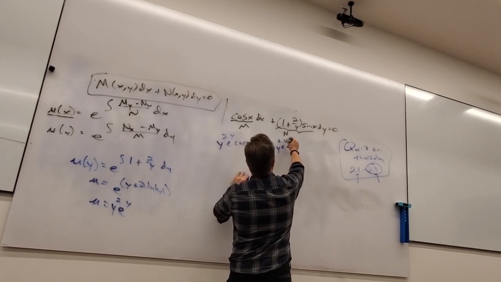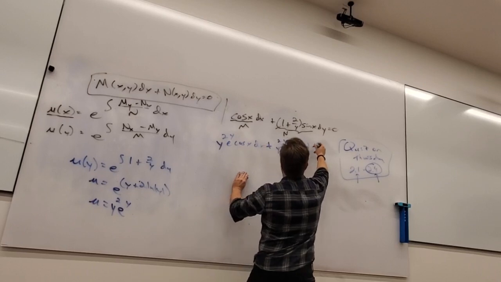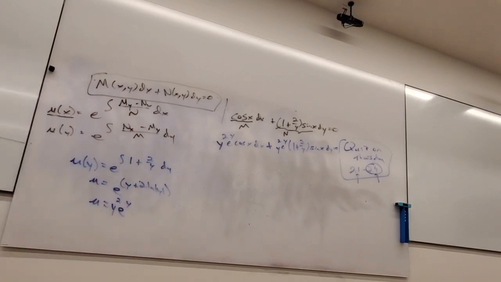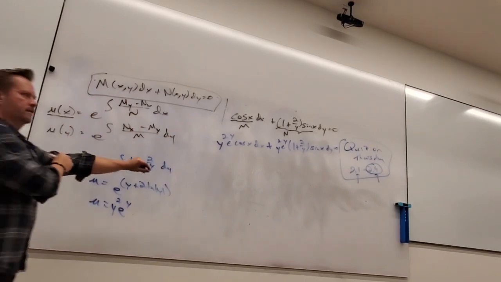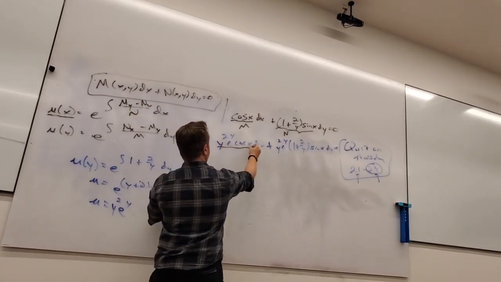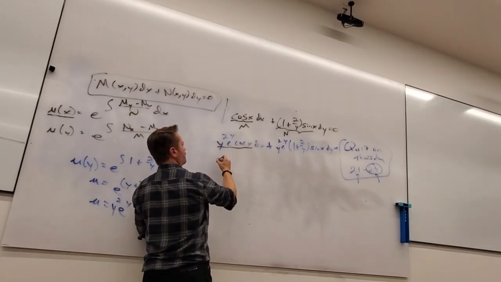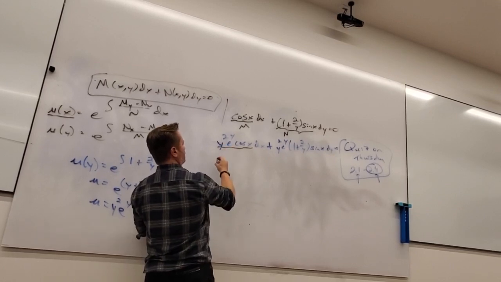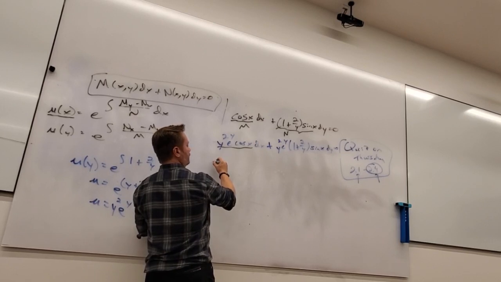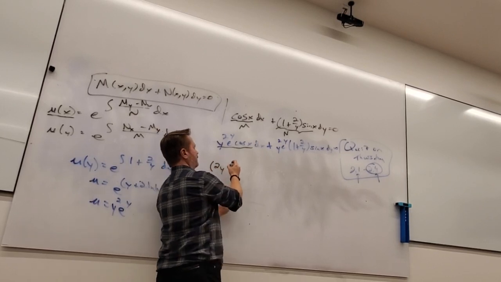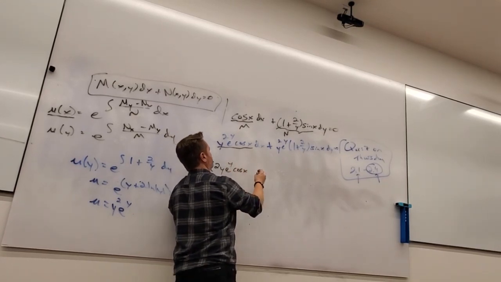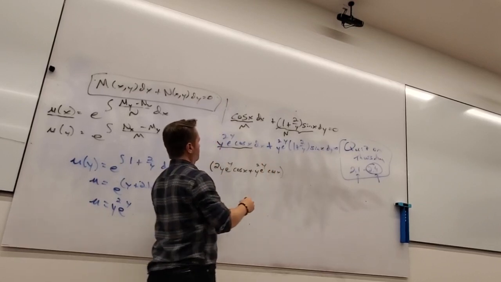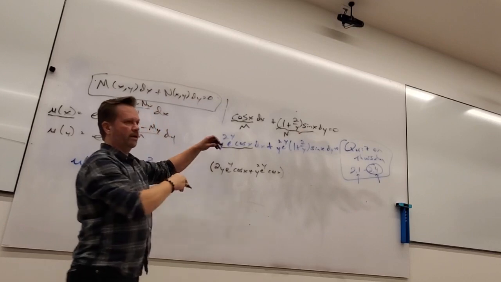y squared e to the y, 1 plus 2 over y, sine x. All right, let's check real quick if this is exact. The derivative with respect to y would be what? It'd be 2y e to the y cosine x plus y squared e to the y cosine x, because you have the product rule there, right?